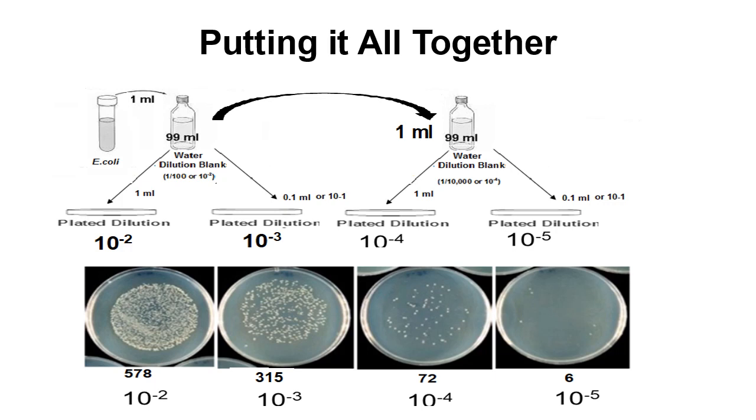Lastly, we added agar to the plates, and this is the result. Our 10 to the negative 2 plate, which is not dilute, yielded 578 colonies. Lots and lots of growth, too many to count. Our second plate had 315 colonies at 10 to the negative 3, again too many to count. Our third plate had 72 colonies, and it was 10 to the negative 4. And our last plate had 6 colonies, and it was the most dilute at 10 to the negative 5.